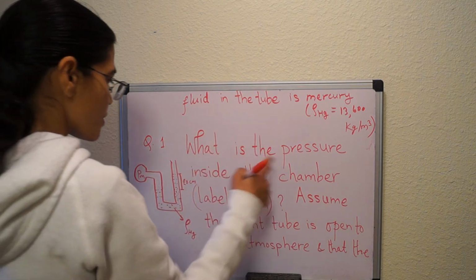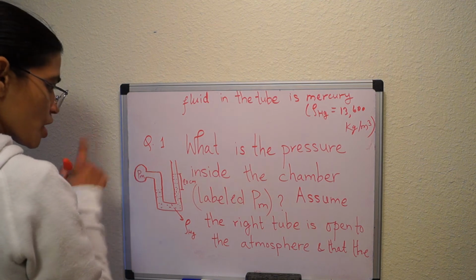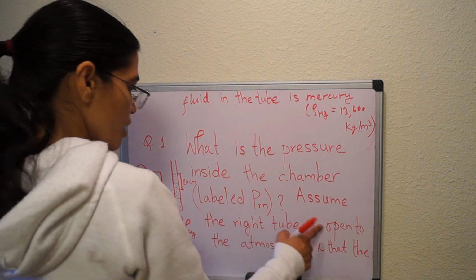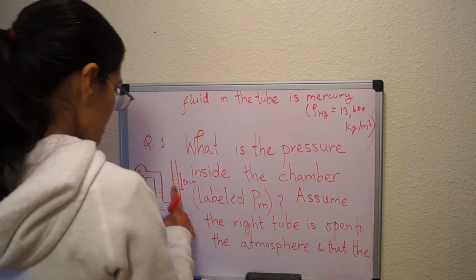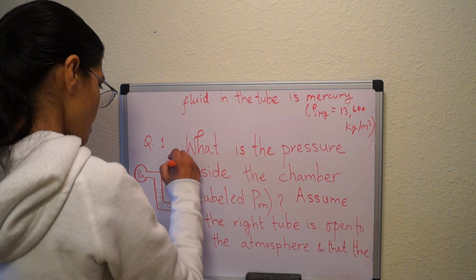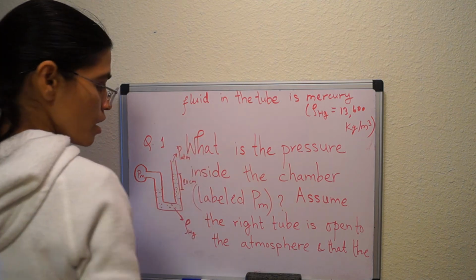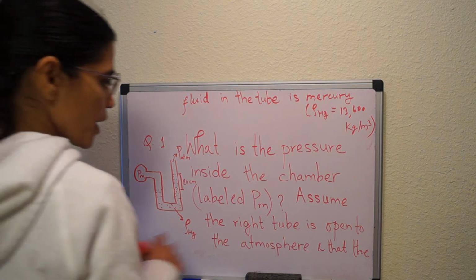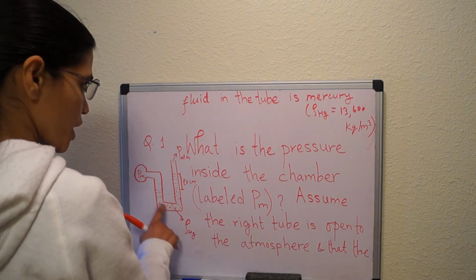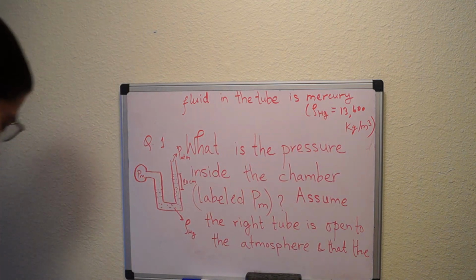So what is the pressure inside the chamber PM? Assume the right tube is open to the atmosphere, so this one is open to the atmosphere here. Let's write this as P-ATM, or P naught. And the fluid in the tube is mercury, so this is mercury here, and it has this density. So how do we find the pressure here, guys?